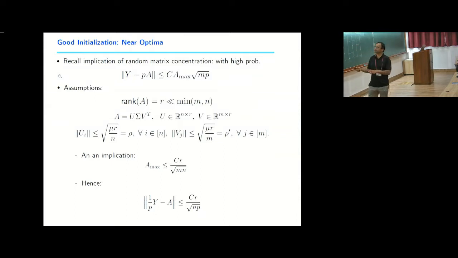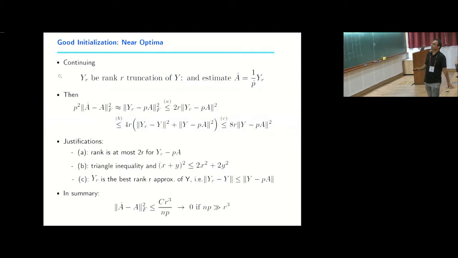So it's actually a very nice matrix. Okay? So really all the theory is about nice matrices. I mean, if your matrix is in terrible shape, there's no hope to recover it. Using this and this fact, we get that this quantity, A minus 1 over P Y, the spectral norm of this matrix is no more than R divided by square root of NP. All right, so what does this imply? Well, this says that the truncation of Y is an excellent approximation in Frobenius norm.